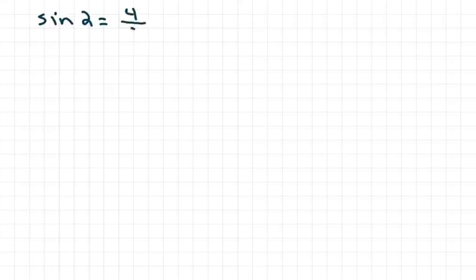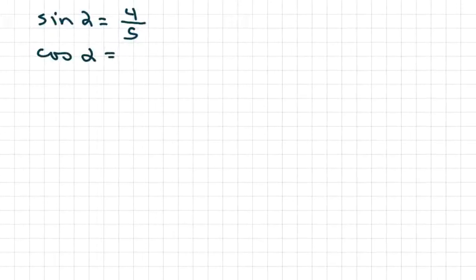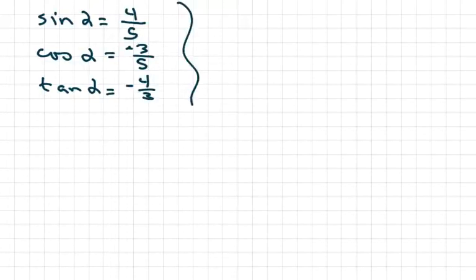So basically, we have that sine of alpha is going to be 4 over 5. Cosine of alpha is going to be negative 3 over 5, because we're in quadrant 2. And then tan they already gave us, which was negative 4 over 3. So that's the alpha part.